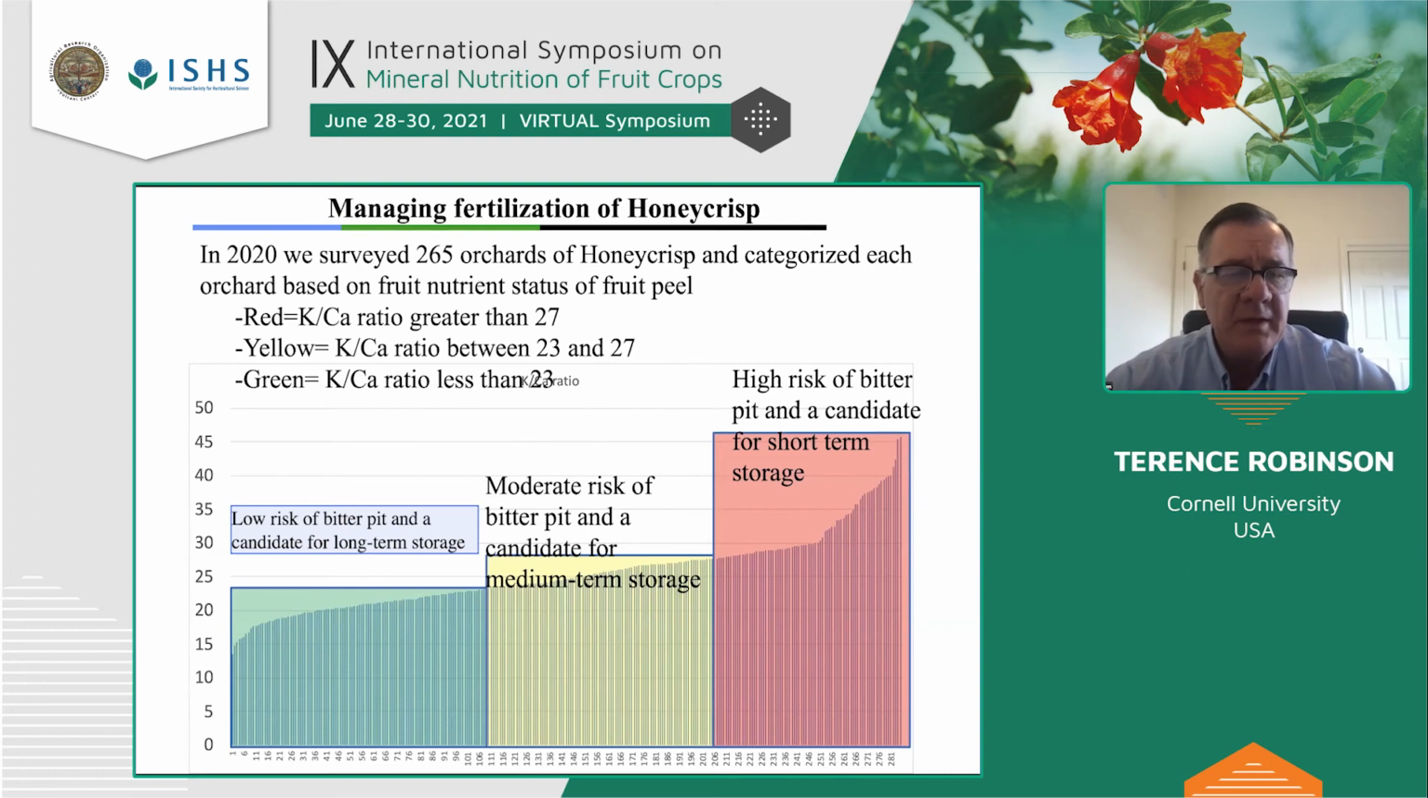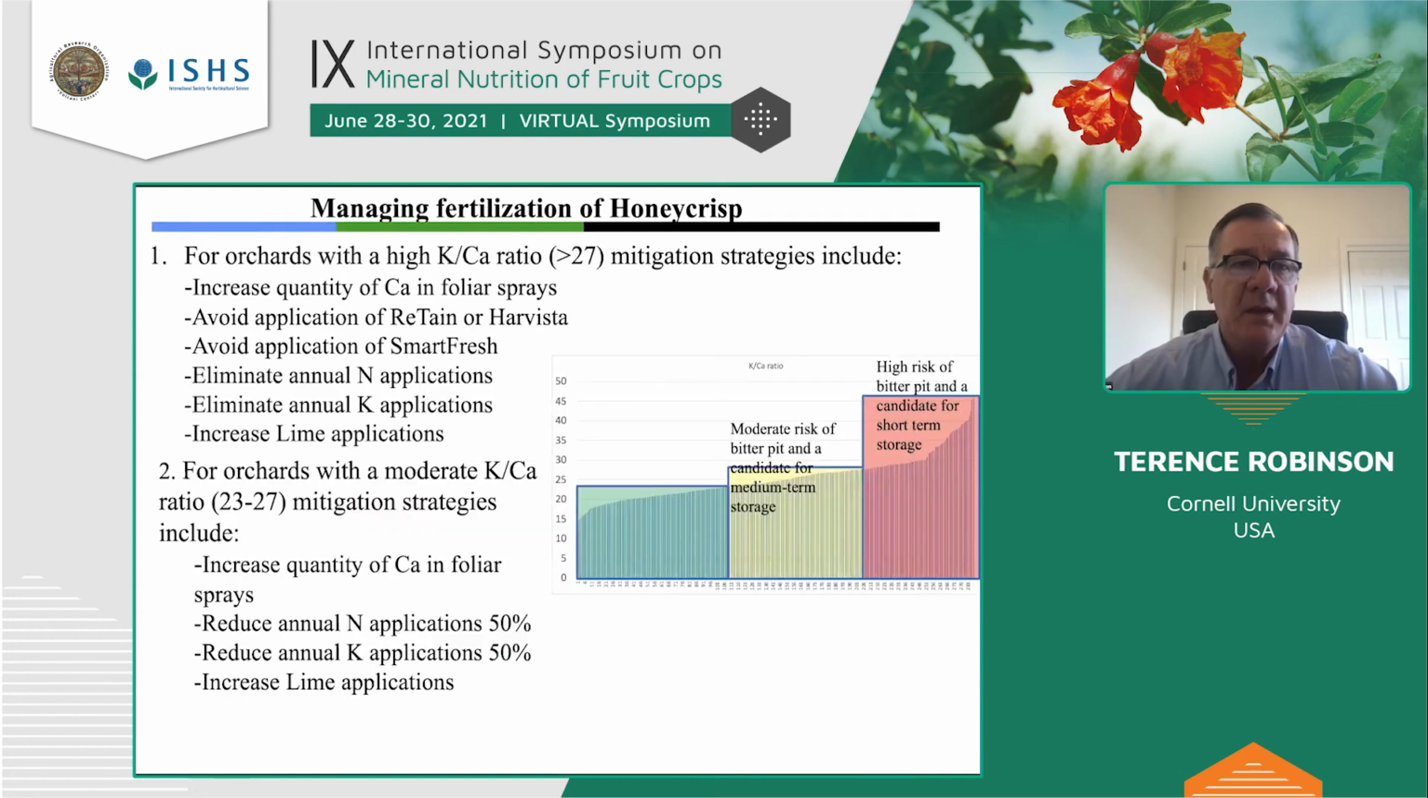And from this, we then suggested that those orchards which had fruit potassium to calcium ratios below 23 were probably not going to have any bitter pit and could be suitable orchard blocks for long-term storage, whereas those in red would probably be very high-risk orchards for bitter pit. And from that data, we also have suggested different fertilization strategies for Honeycrisp orchards, both based on rootstock and on measured potassium to calcium ratio.